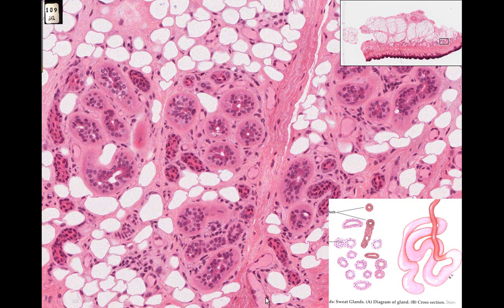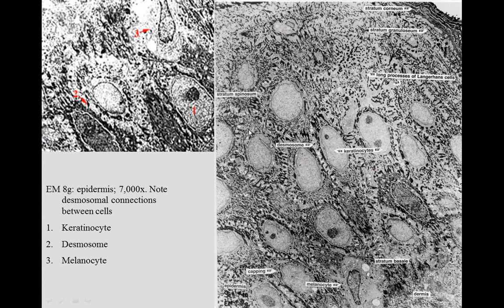Here we see a little venule, and these are the endothelial cells that line it. Of course, again, epithelium in nature, and these are epithelial cells as well.